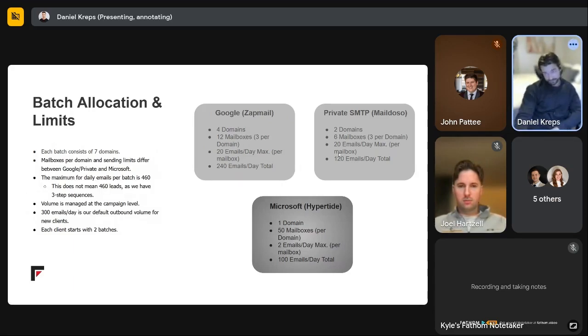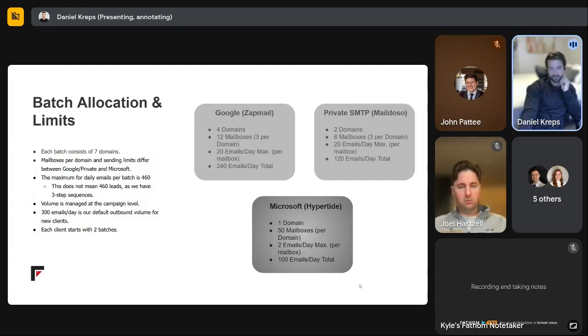So with Google, 20 per day, Microsoft has 2 per day, but you do have more emails per domain, actually, right? So one domain will get you 50 mailboxes and a max of 100 emails a day. Warm up is also lower, obviously, for these reasons. In comparison, with Google, you have your domains, 3 mailboxes per domain, and 20 emails per day. So one domain with 3 emails is 60 emails a day. So they look very different.